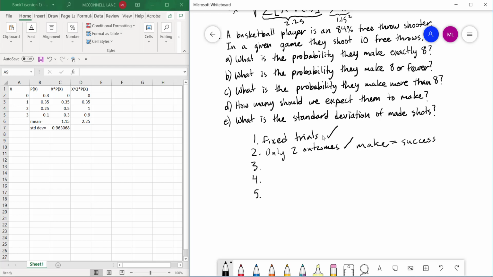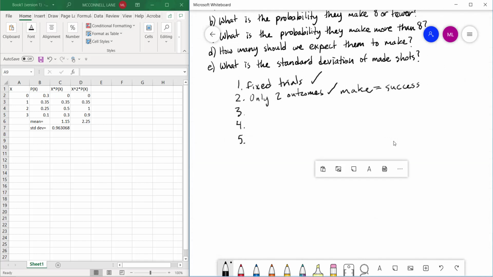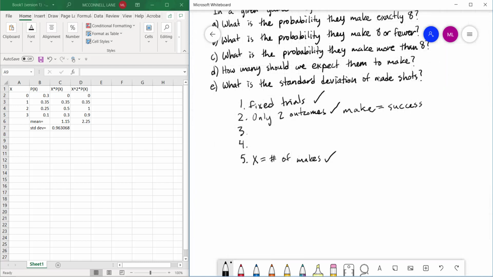But this means the fact that we've defined making a basket as a success, that needs to be how we define our random variable. So x needs to be equal to the number of successes, or in this case, the number of makes. How many shots they make. And so if we define our random variable this way, if we let x be the number of made free throws, we're down to these last 2, which ask, in the case of number 3, is the probability of a success always the same? So in this case, the probability of the make, always the same. And are the trials independent?